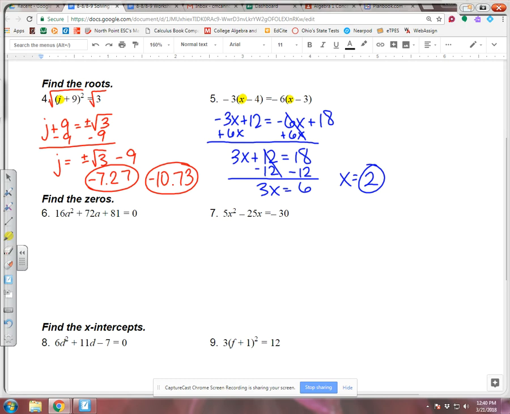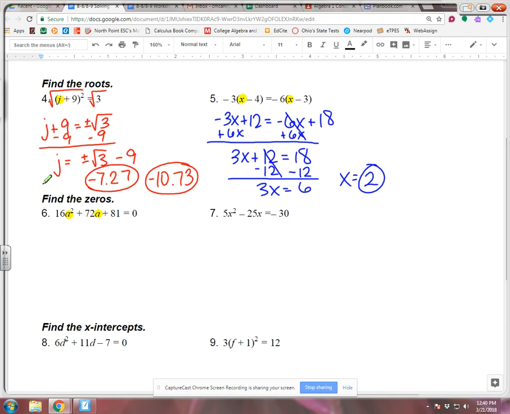In number 6, it says find the zeros. Folks, finding the zeros is the same as finding the solution, is the same as finding the root. So if I take a look here, I've got an a squared and an a, meaning I can't just isolate it. I have to do the zero product property. The zero product property tells me I need to set it equal to 0, which it is. Then I need to factor it.